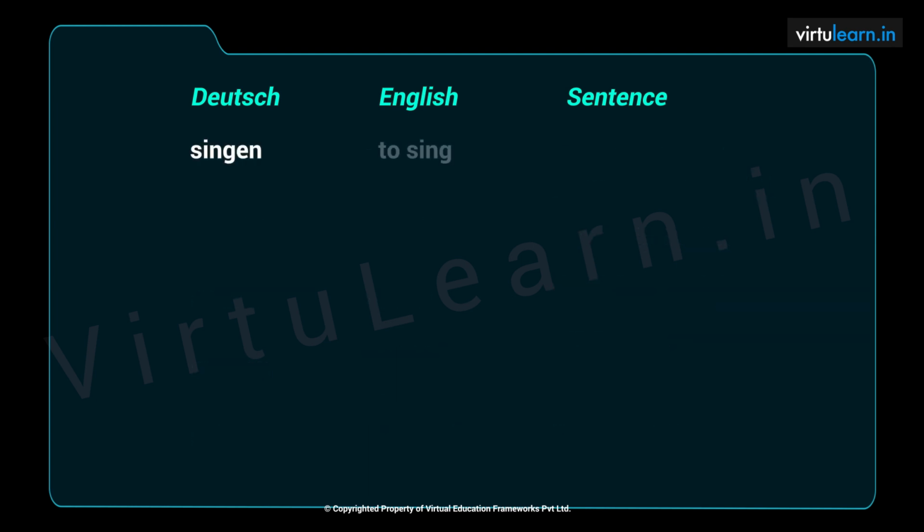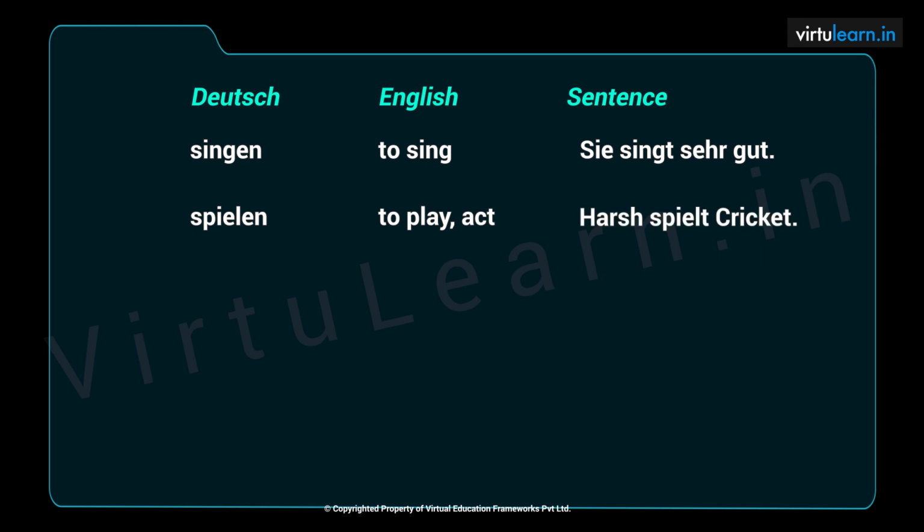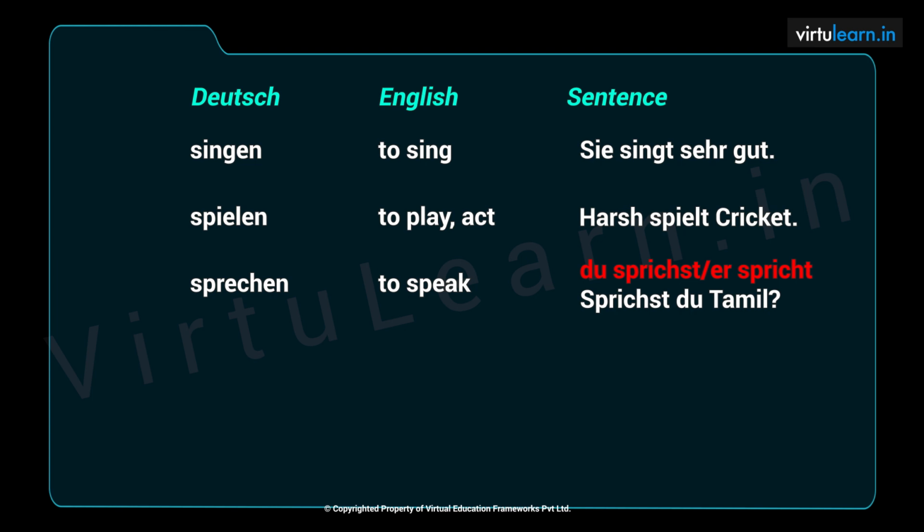Singen, to sing. Sie singt sehr gut. She sings very well. Spielen, to play or to act. Harsh spielt cricket. Sprechen, to speak, an irregular verb. Sprichst du Tamil? Do you speak Tamil?